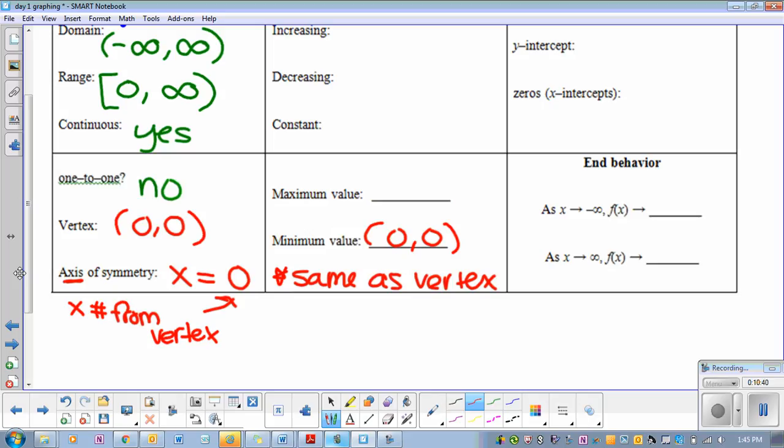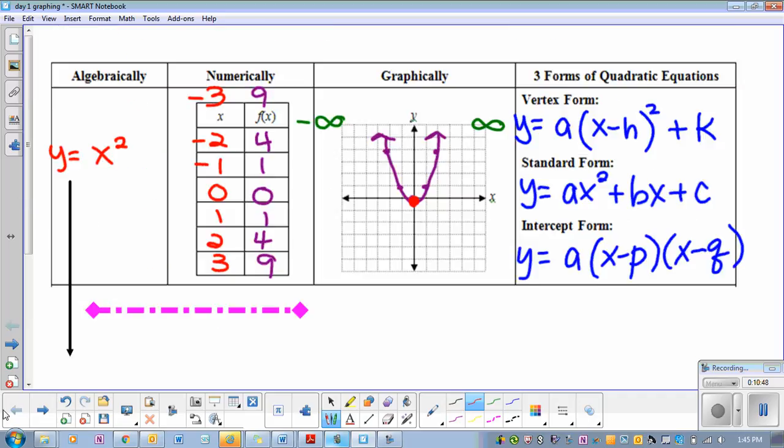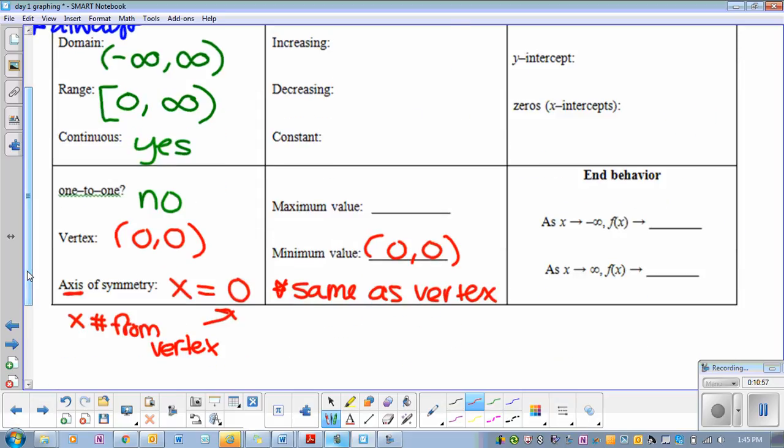Here's the thing though, guys. If I have a minimum, can I also have a maximum? So if I look at this one, here's a minimum, but do I have a maximum, like the biggest point? No. You can only have one or the other. So if you have a minimum, there is no maximum. Okay?